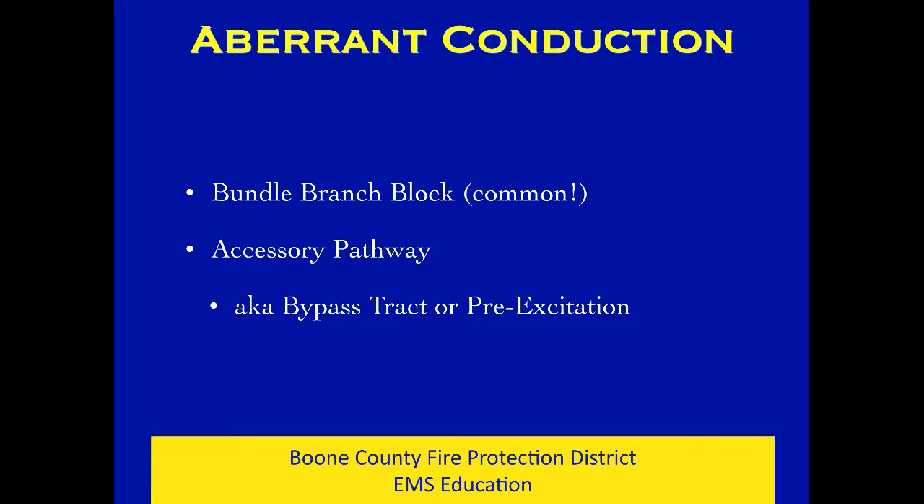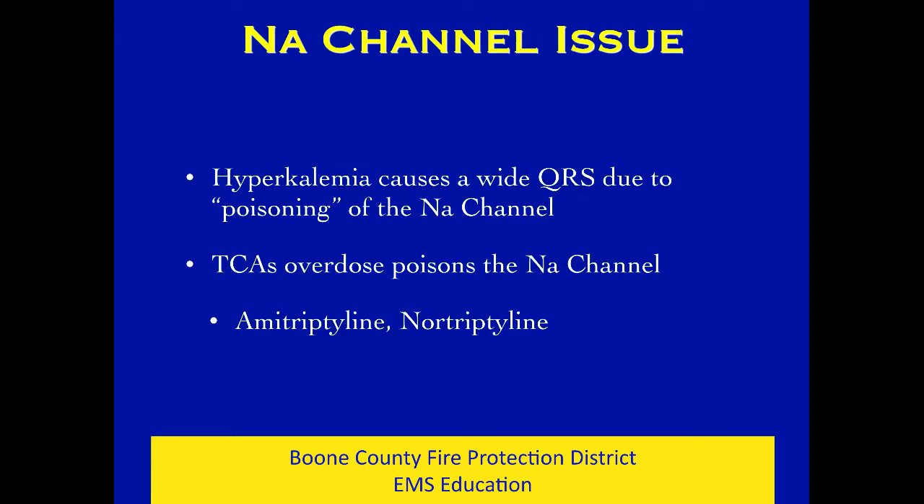So let's remember that aberrant conduction has two possible things. One is a bundle branch block, and that's very common. The other is an accessory pathway, also known as a bypass track or pre-excitation syndrome. I think we use accessory pathway a lot in our lessons and our teaching, and bypass track makes a lot of sense to me because that's really what it is. But just remember that anything that is narrow and regular that has aberrant conduction can then become wide and regular.